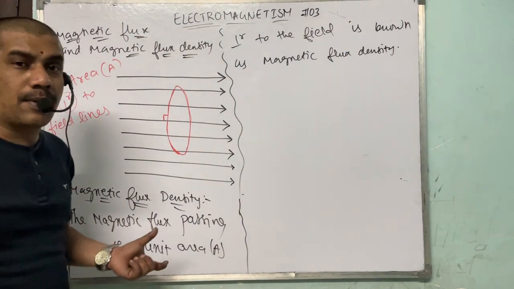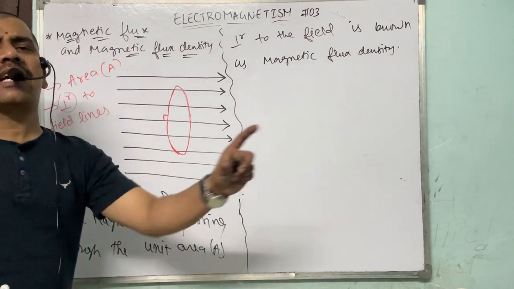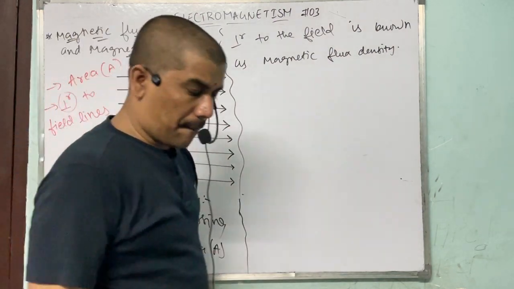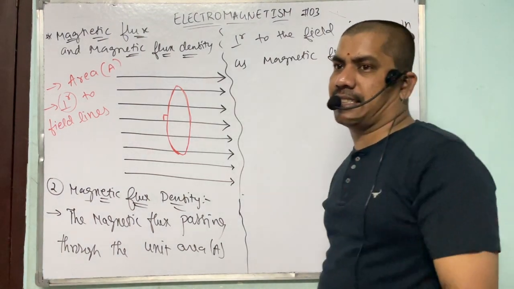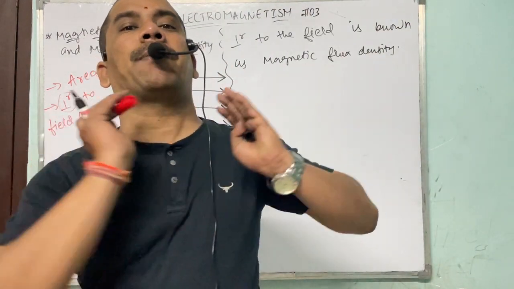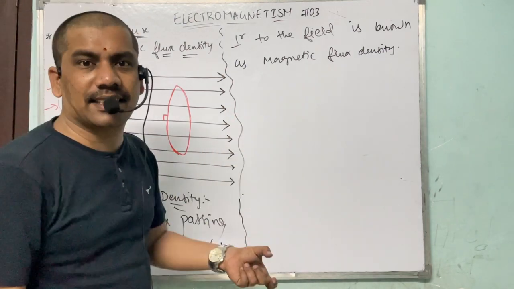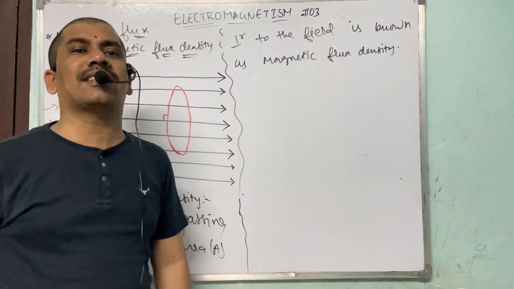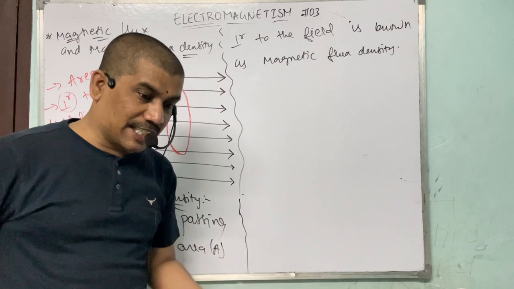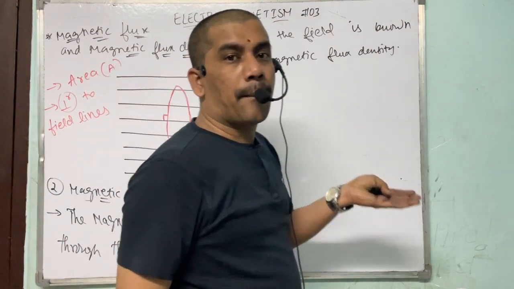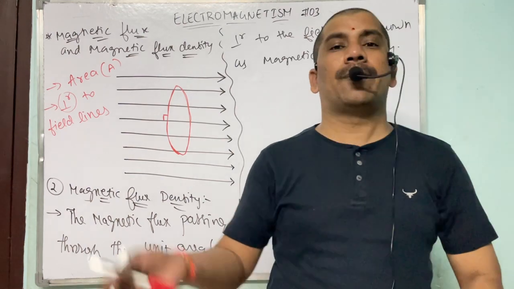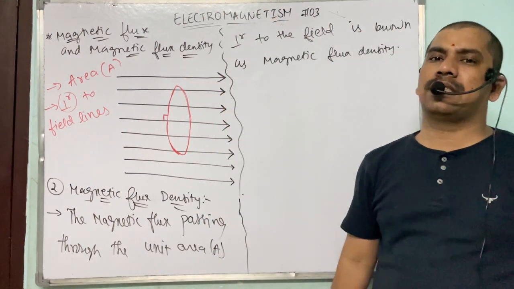Means the amount of magnetic flux passing through the area A is known as magnetic flux density. मतलब जितना magnetic flux पास होगा उस एरिया से उससे हम क्या कहेंगे? मैग्नेटिक फ्लक्स डेंसिटी. अगर मैग्नेटिक फ्लक्स ज्यादा पास होगा तो मैग्नेटिक फ्लक्स डेंसिटी ज्यादा है. मैग्नेटिक फ्लक्स कम पास होंगे तो मैग्नेटिक फ्लक्स डेंसिटी भी कम होगी.